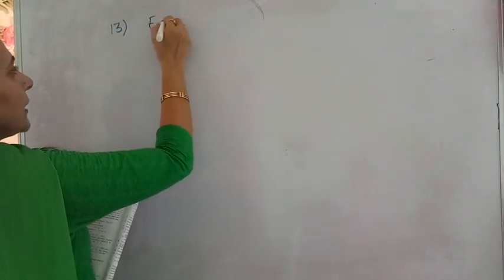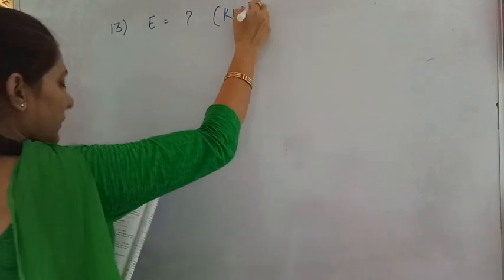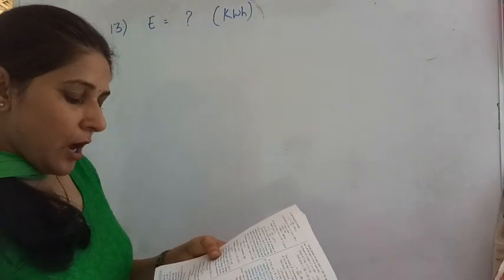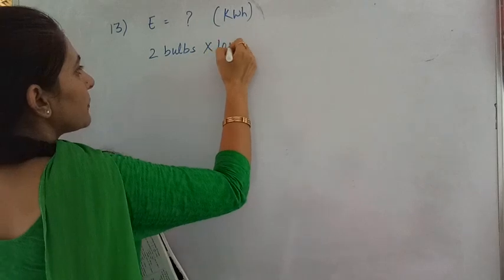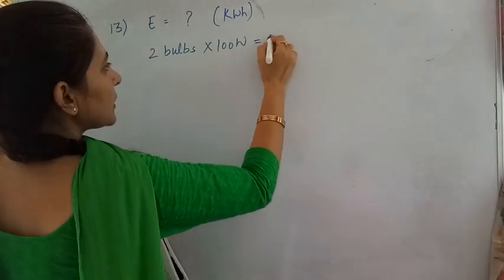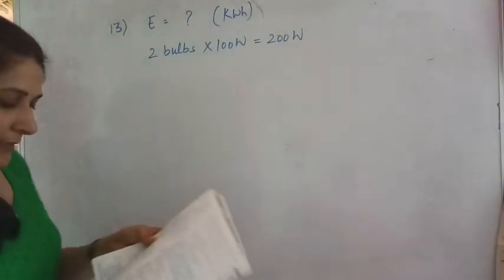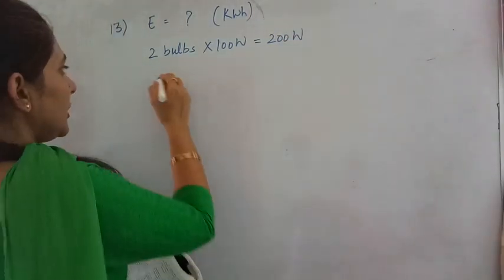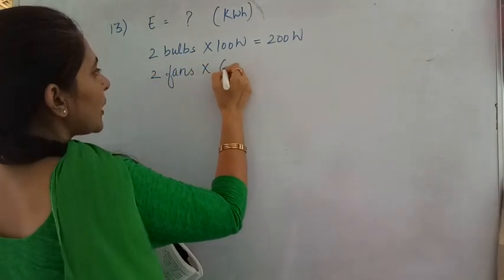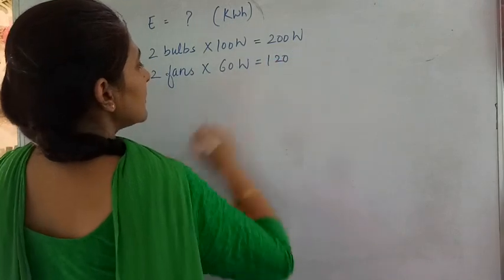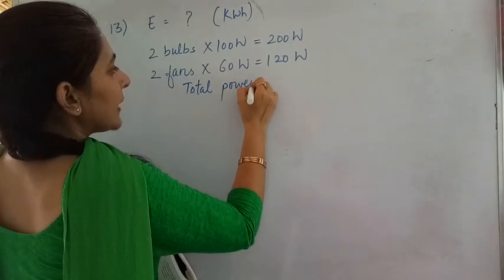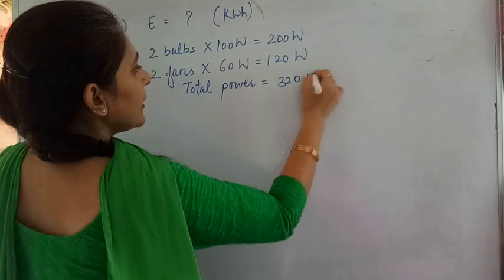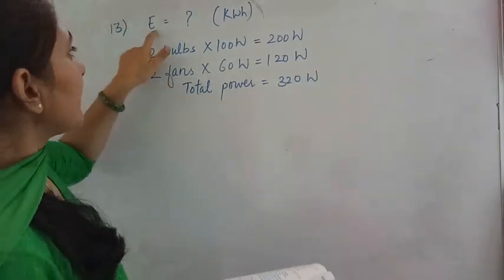Calculate the electrical energy in kilowatt hour. In the 13th, they are saying calculate E, and in which unit? Kilowatt hour. Okay, consumed in a month in a house using 2 bulbs of 100 watt. 2 bulbs and each is of 100 watt means the power consumption by bulbs in total is 200 watt. Then they say 2 fans of 60 watt each, so we are using 2 fans and each one is consuming 60 watt. That means for fans the power consumption is 120 watt. So the total power consumption we can find out, that is 320 watt.